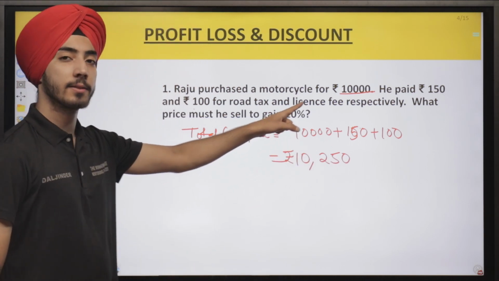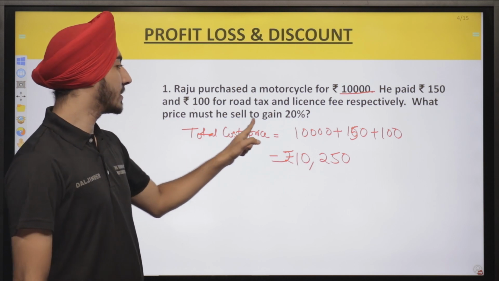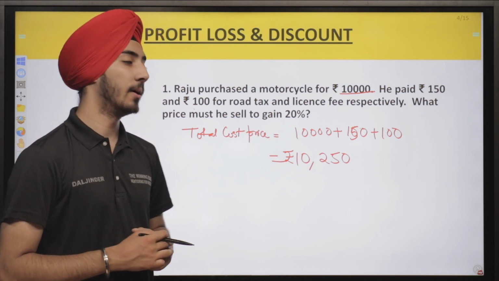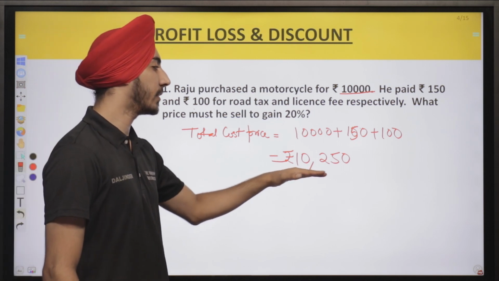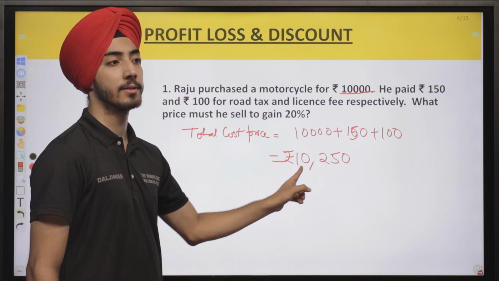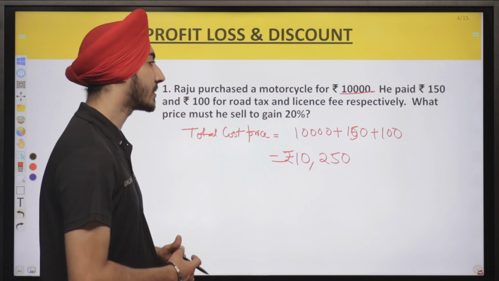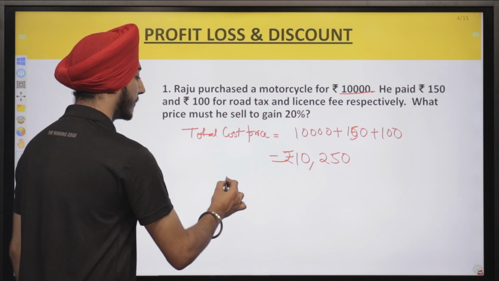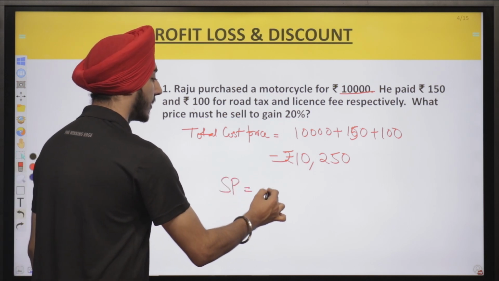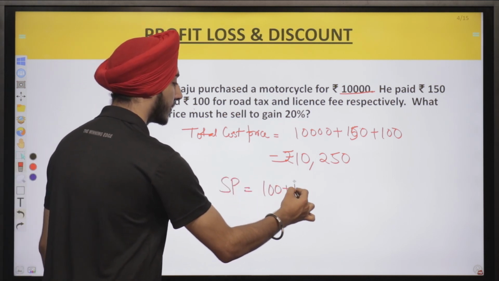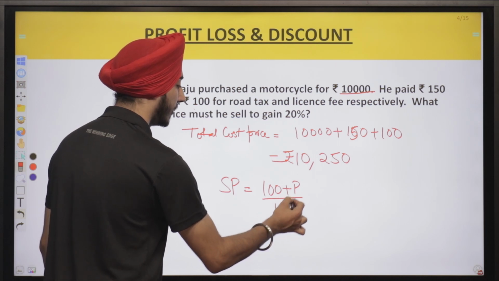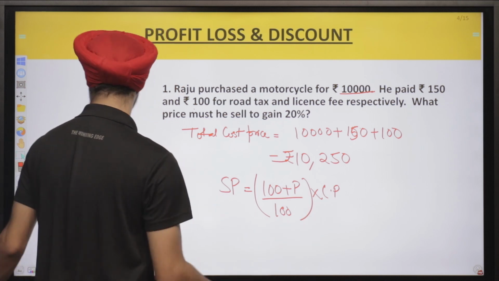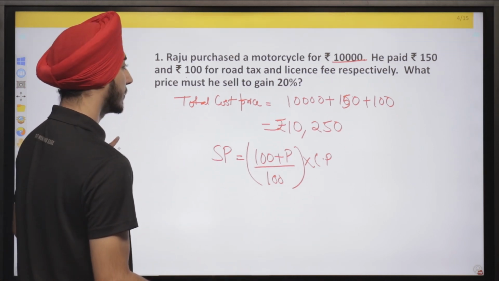Now let's read the next part of the question. What price must he sell at to gain 20%? At how many rupees should he sell it so that he gets a 20% profit? It means that obviously your answer should be more than this price, more than 10,250, right? So we'll use this simple direct formula for finding the selling price. It is (100 plus profit percent) upon 100 into cost price. Alright, so let's put the values in this formula.